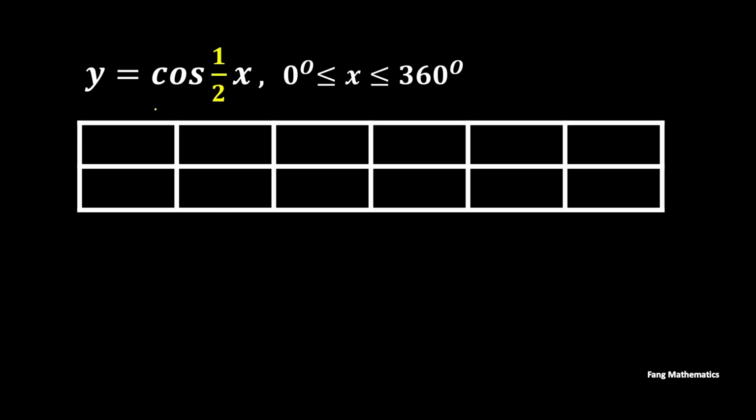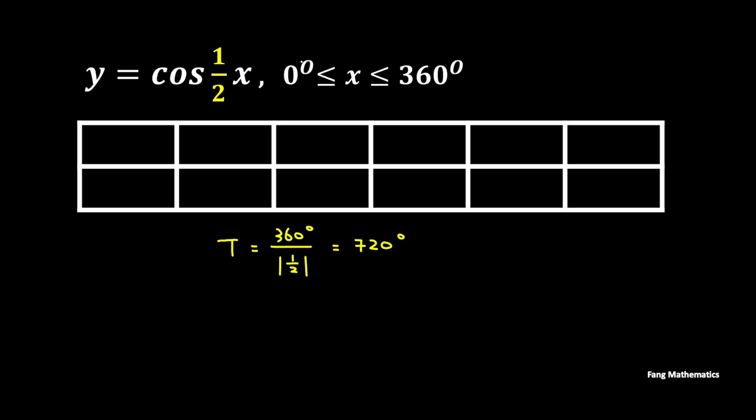Moving on, we are to look at y is equal to cos half x. Let's first determine the period. We are to use 360 degrees. Divide by the absolute value of the inside multiplier, that is half. Simply 360 divided by half. That should give you 720 degrees.